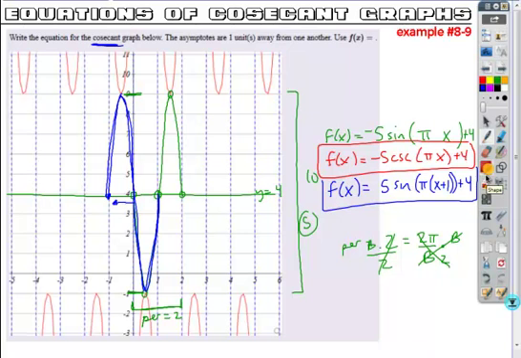Either one's fine. Just change this to cosecant, and that would be your solution. Either, again, and there's multiple answers for that.